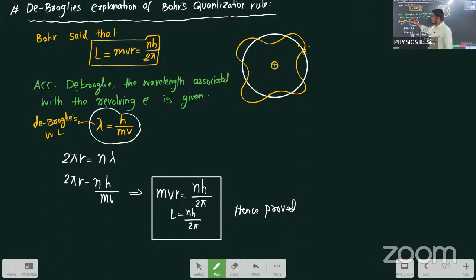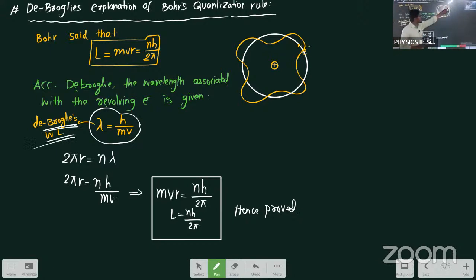Now, what did de Broglie say? According to de Broglie, whenever an electron is revolving around the nucleus, along with that electron, what is associated? A wave is associated. What is the name of that wave? That is called the matter wave. And the wavelength of the wave is given as what? Lambda = h/mv, where lambda is called the de Broglie wavelength.